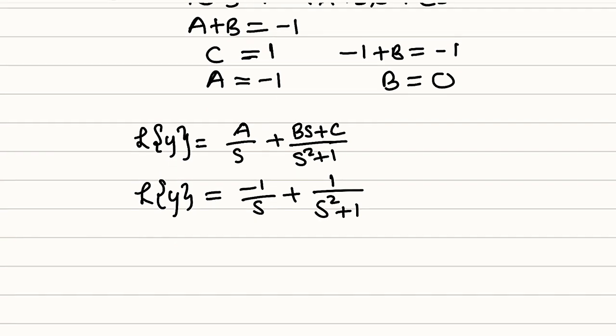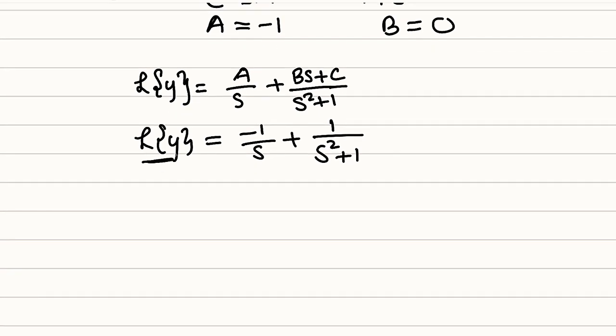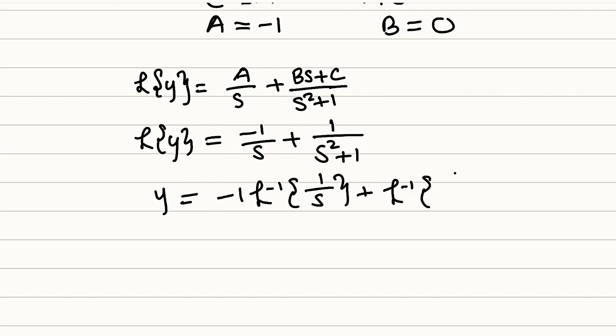Because we are looking for y, if you take the inverse Laplace transform of this, the inverse Laplace will cancel the Laplace, leaving only y. So y is equal to, you can take the inverse Laplace transform of these terms independently, separately. So we factor out -1. We take the inverse Laplace transform of 1 divided by s plus the inverse Laplace transform of 1 divided by s squared plus 1. All right. So now let us go through our table to find the inverse Laplace transform of these two functions.